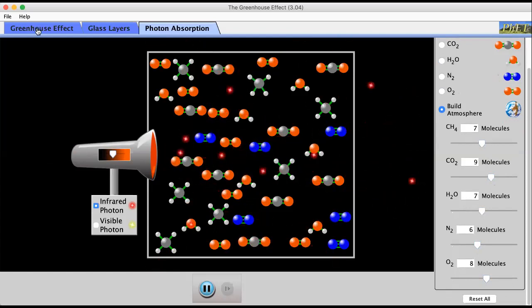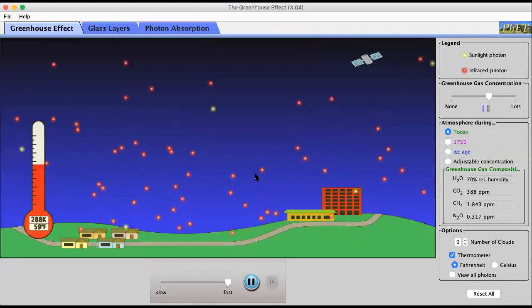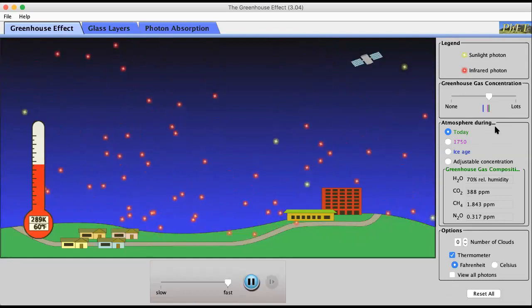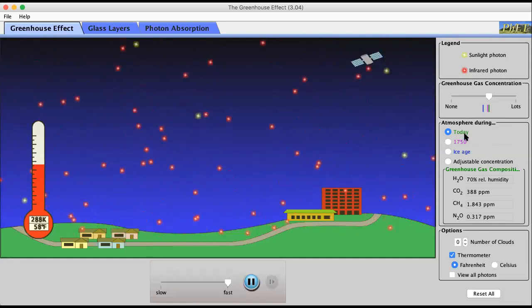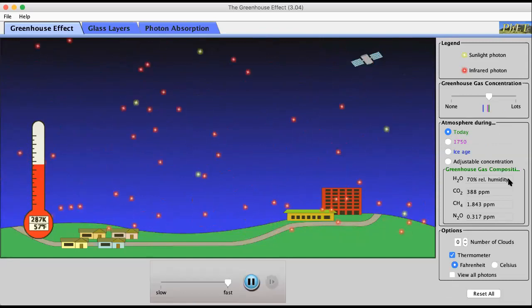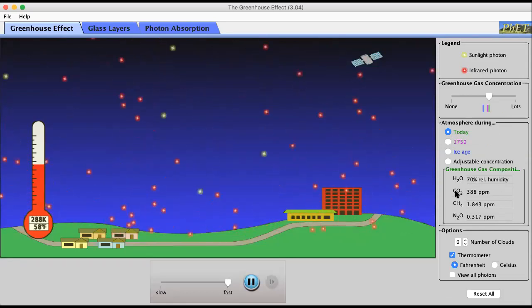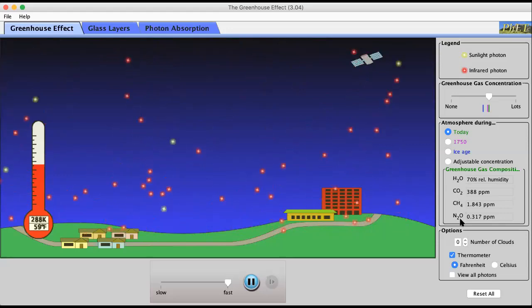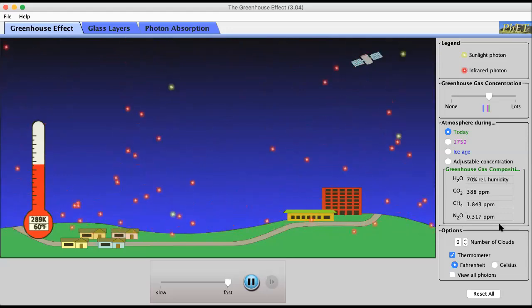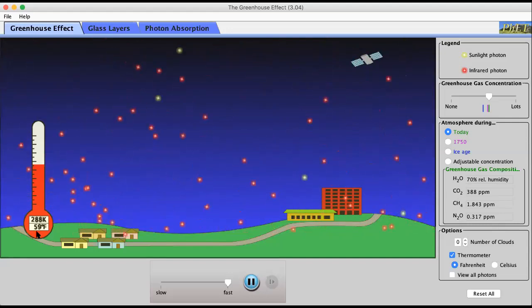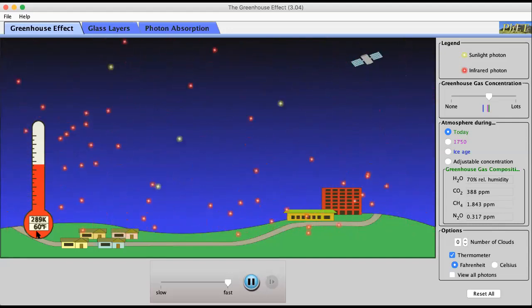All right, the other tab in here is the greenhouse effect. It says, consider this atmosphere to be today, and it tells you what today's atmosphere is: 70% relative humidity, and it has certain CO2, CH4, and N2O greenhouse gas compositions. And we have a temperature over here. This is showing a place that's around 59 degrees.